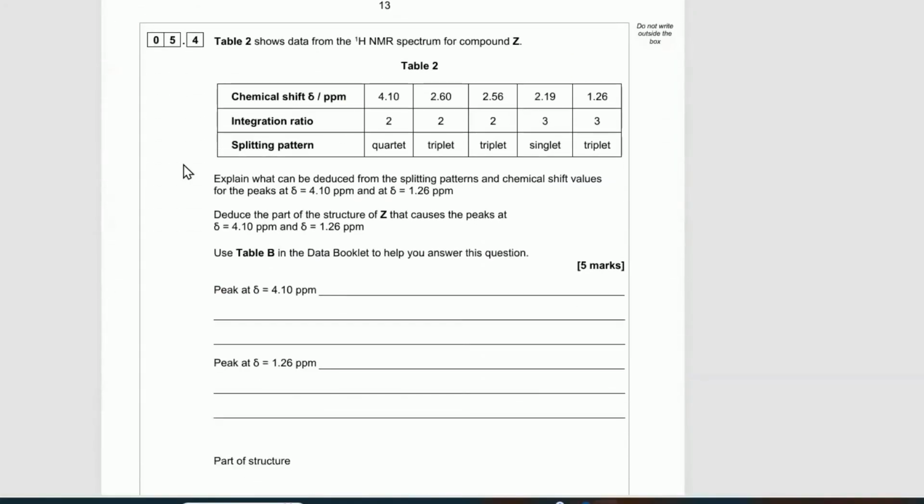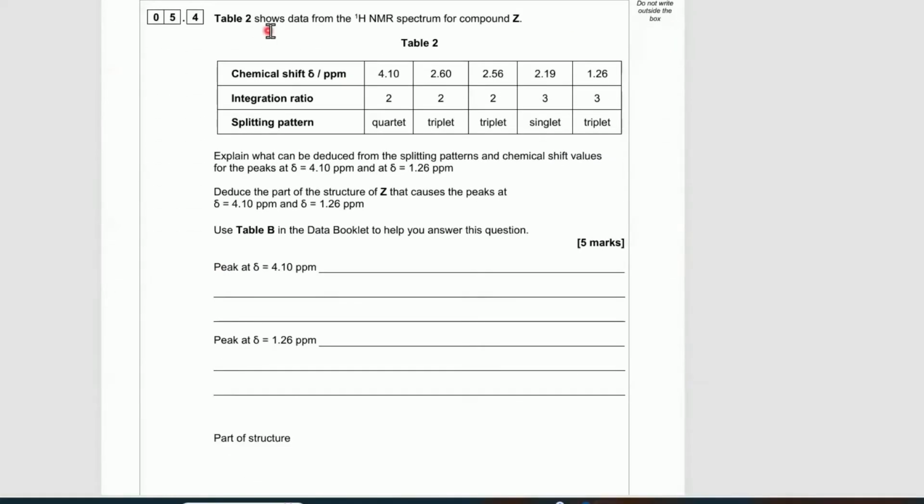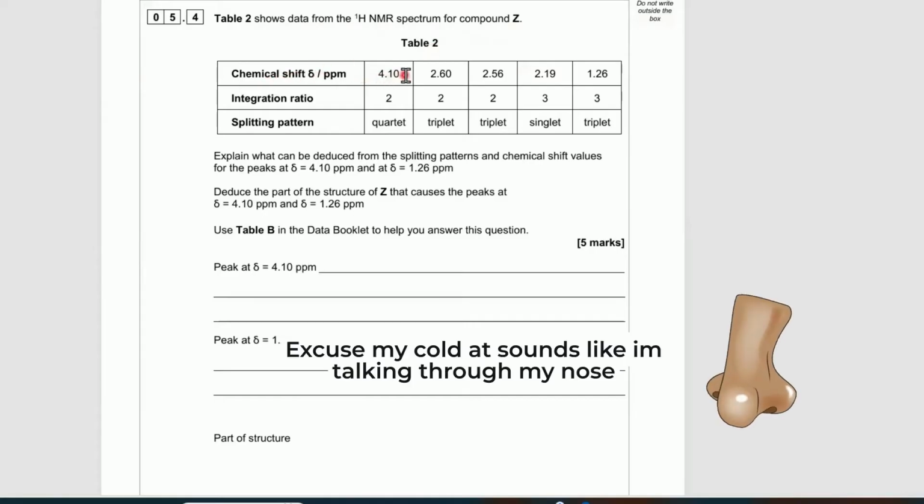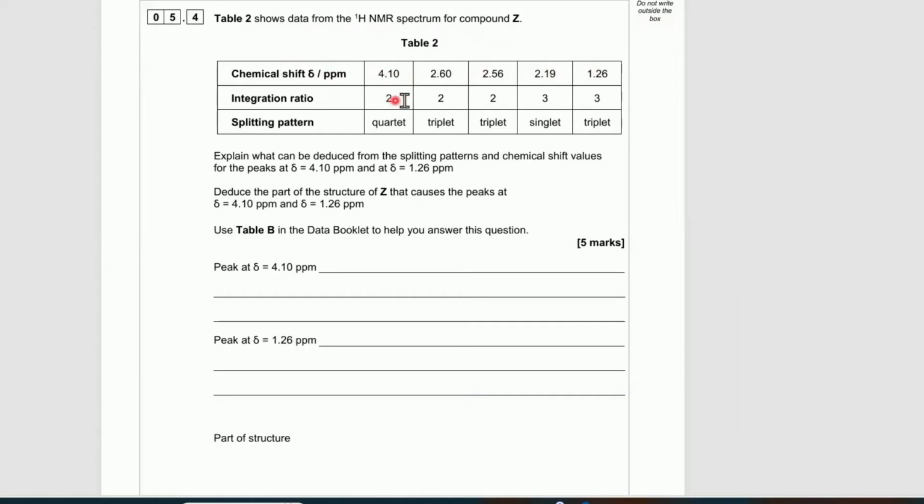So let's go to 5.4 in this question. Table 2 shows the data from the H1 NMR spectrum for compound Z. So this question is testing you on your infrared, a couple of marks on C NMR, and then we're moving on to proton or 1H NMR. We've been given chemical shift data, which can help us identify the group responsible, integration ratio, which I'll talk about in a second, and the splitting pattern. So we get that extra splitting pattern and integration ratio that we don't normally get with C NMR.